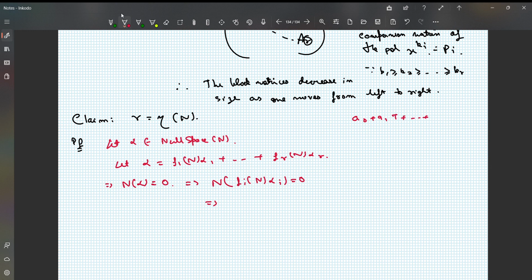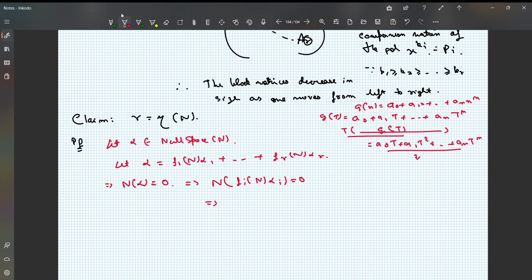Now obviously, if you have a linear operator of this form, let's say a0 plus a1 T and so on till an T to the power n, then T of this is simply a0 T plus a1 T squared and so on till an T to the power n plus 1. If this is of the form g(T), then g(x) is a0 plus a1 x and so on till an x to the power n, and T of g(T) is nothing but x times g(x) evaluated at T, right? Clear?